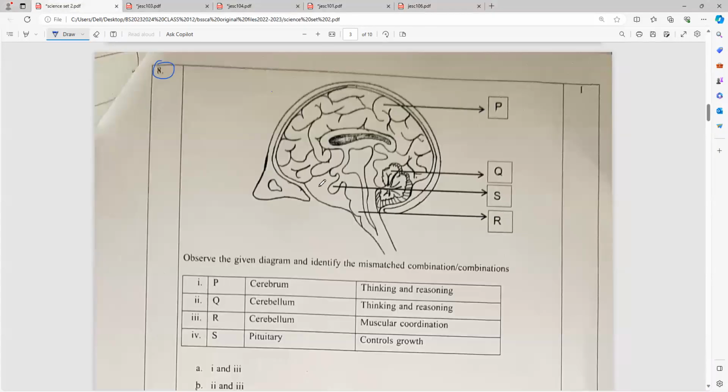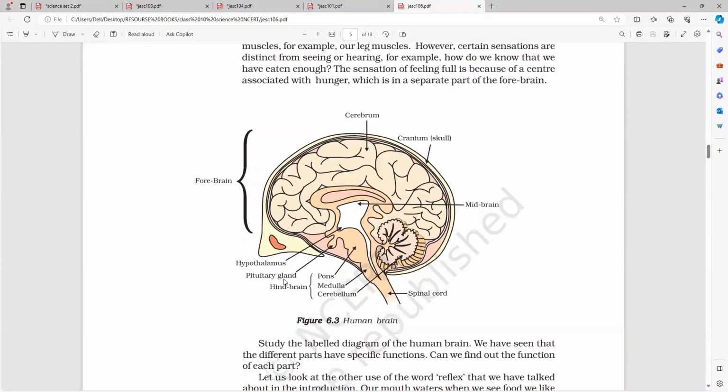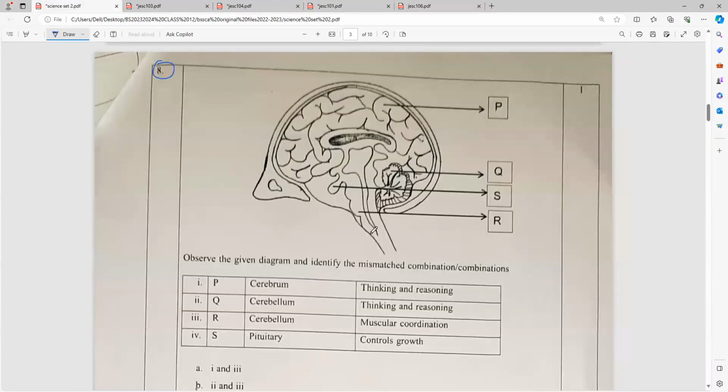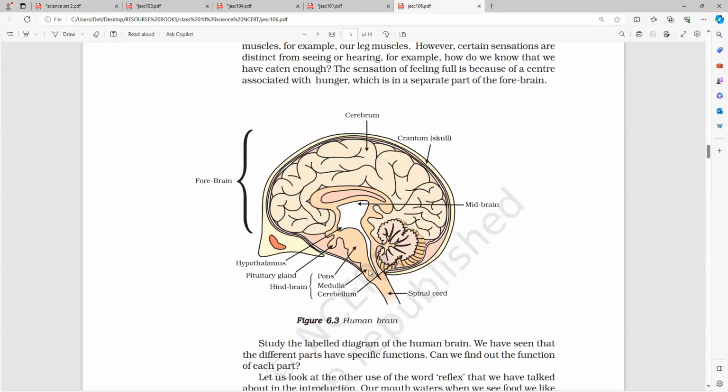S and R. What is S? S is the pituitary gland. And next, R. What is R? Medulla. So please, that's what you need to know.